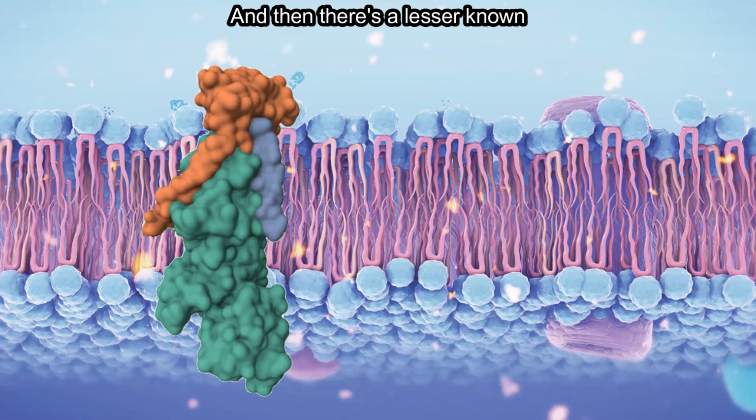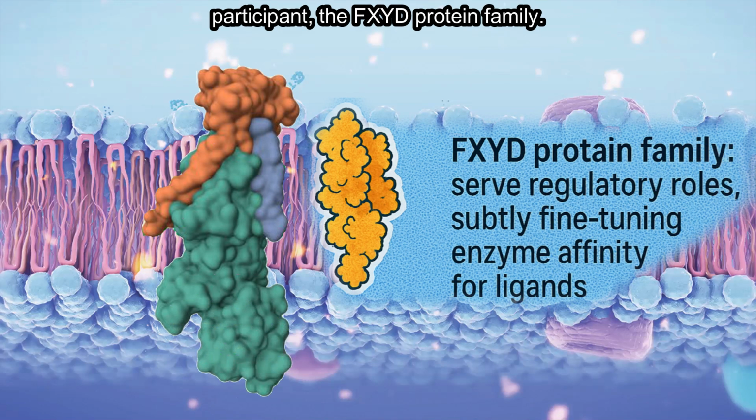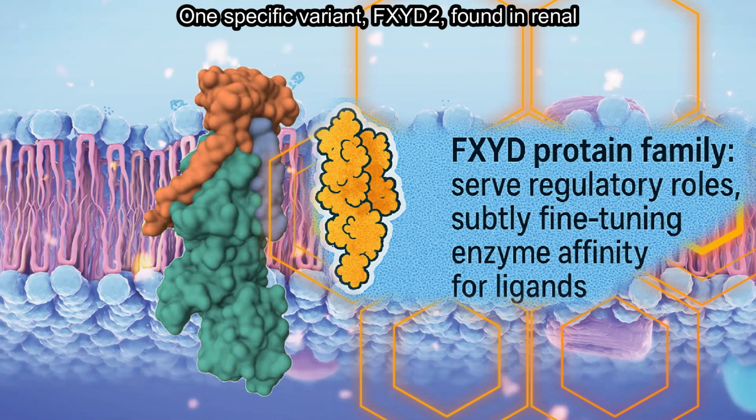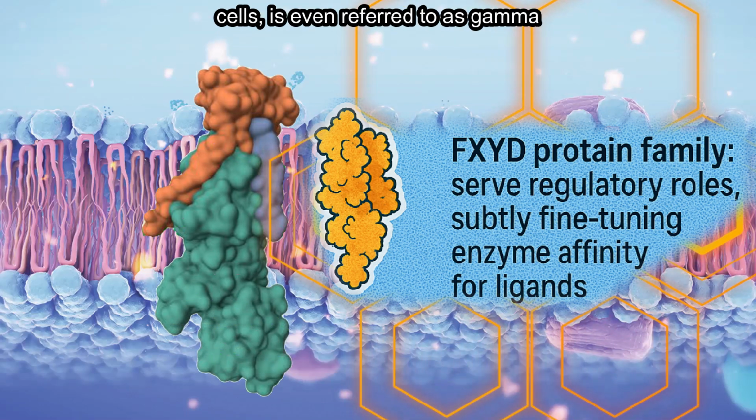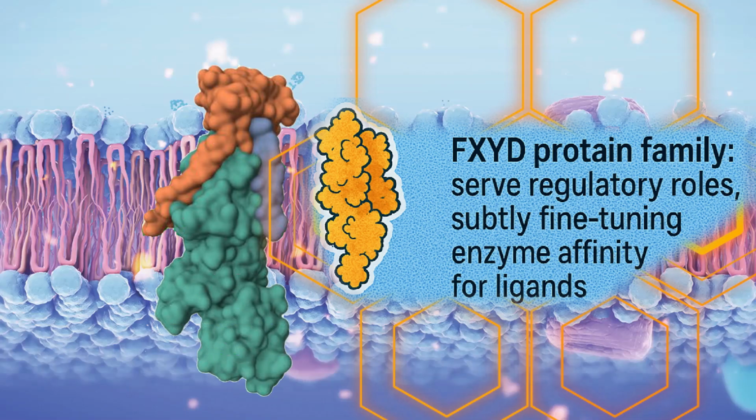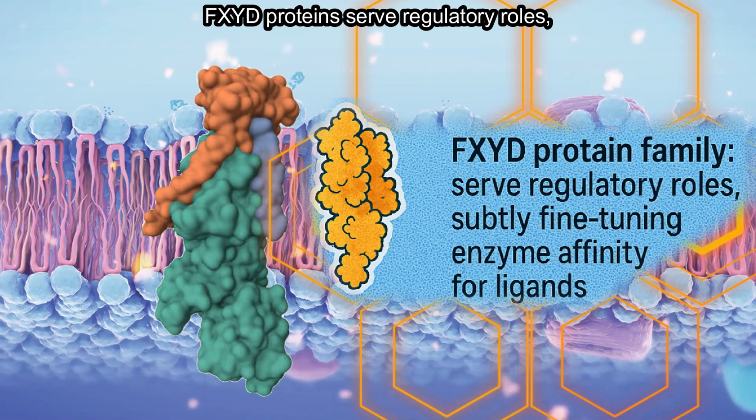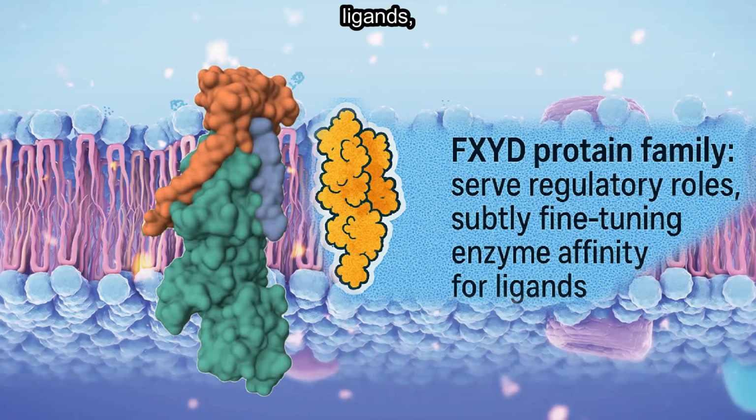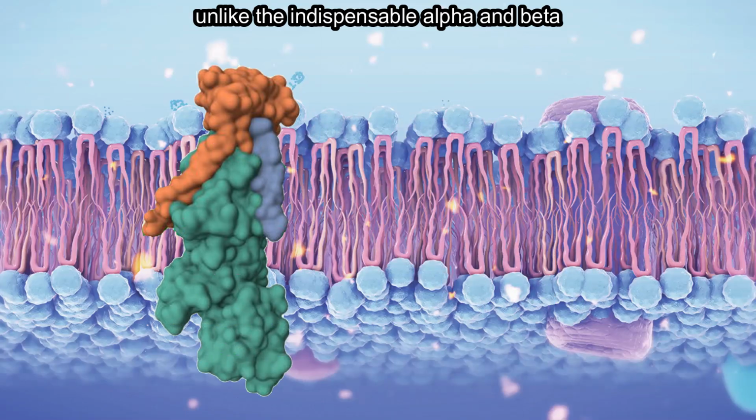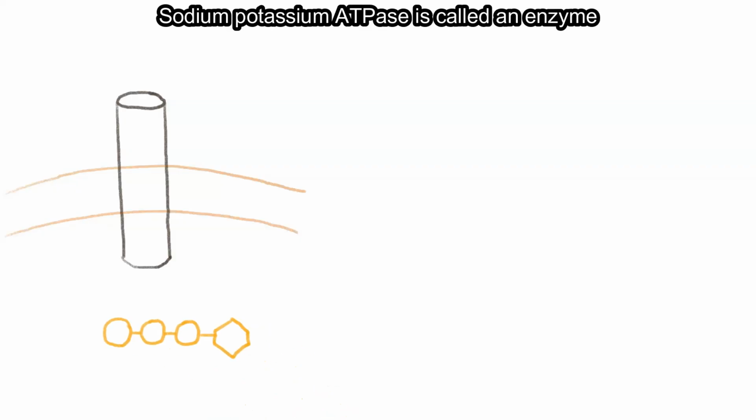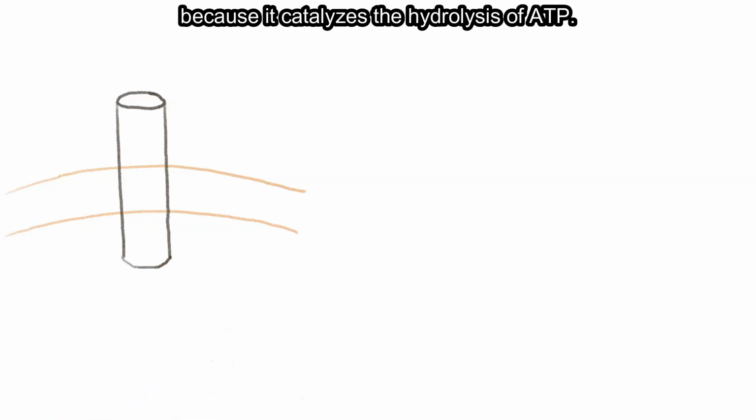And then there's a lesser known participant, the FXYD protein family. One specific variant, FXYD2, found in renal cells is even referred to as gamma subunit. While not structurally essential, these FXYD proteins serve regulatory roles, subtly fine-tuning enzyme affinity for ligands, unlike the indispensable alpha and beta subunits. Sodium-potassium ATPase is called an enzyme because it catalyzes the hydrolysis of ATP.